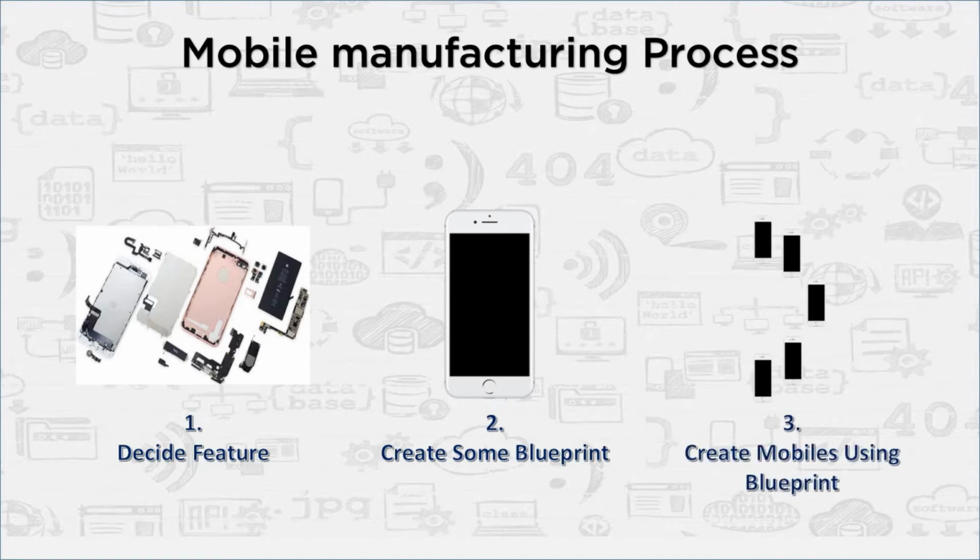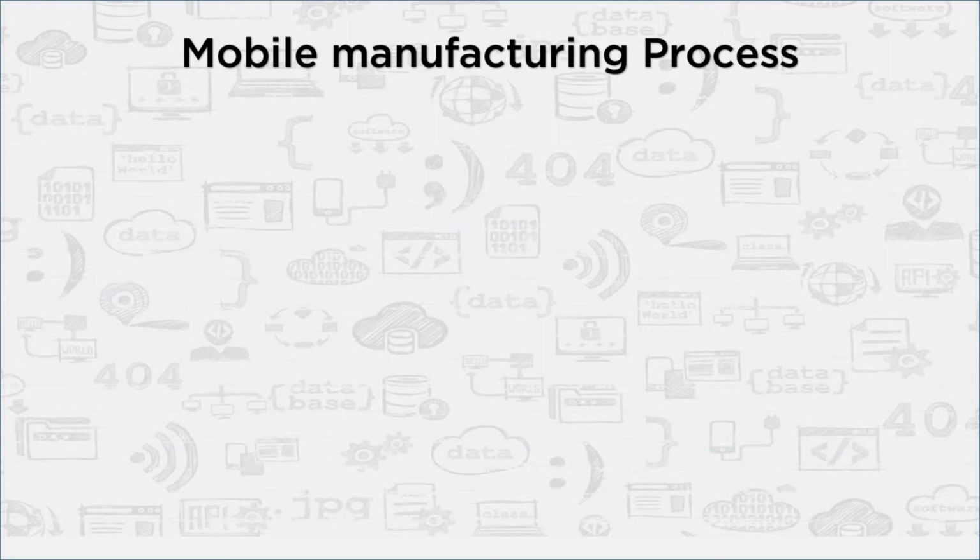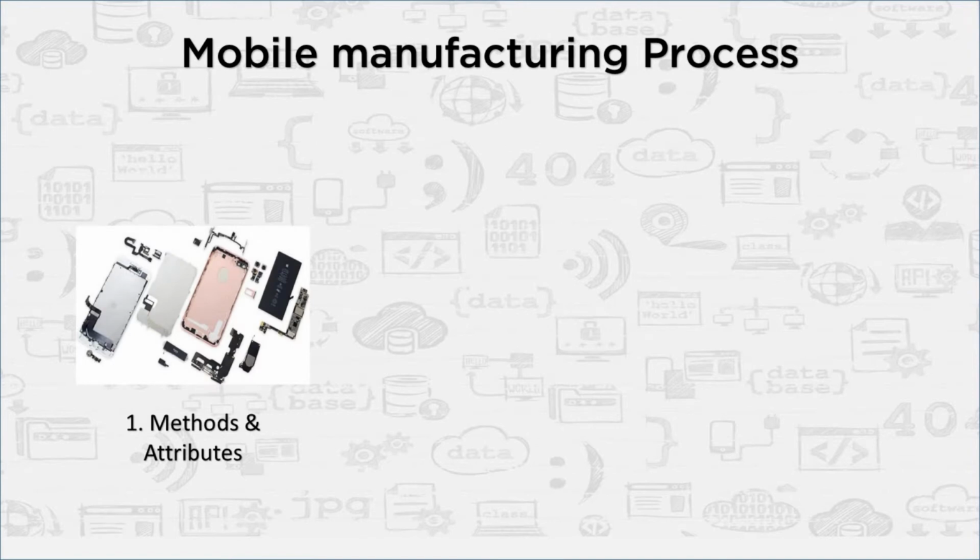If we compare this mobile with OOPS, the features represent the methods and the attributes that are going to be inside the class. Now the question arises, what is a method? A method is a procedure or function associated with a class. As a part of a class, a method defines a particular behavior of the class instance. A class can have more than one method and all the variables are known as attributes. Okay, so this is the first step.